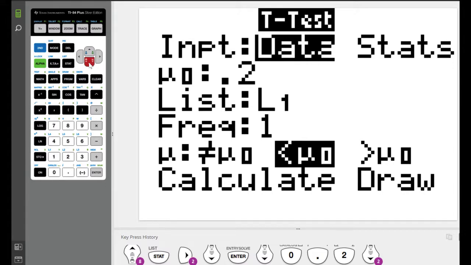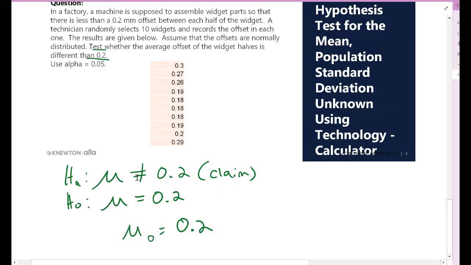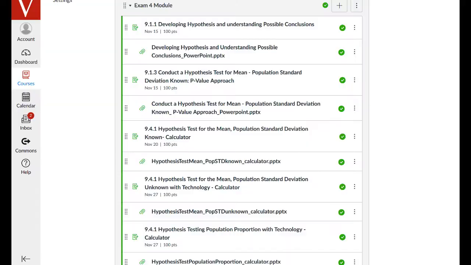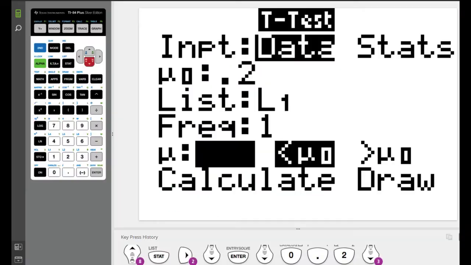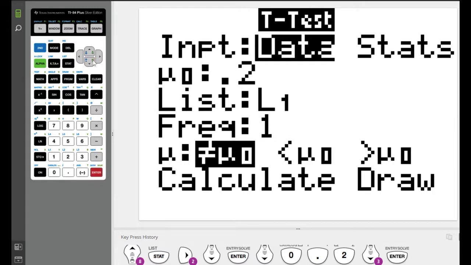The frequency will always be 1. Don't change that. And next we have to determine what type of test we are performing. Is this a two-tail, left tail, or right tail test? This is a two-tail test because the alternative hypothesis is not equals to. So for a two-tailed test, we go to the not equals option, we go to calculate.